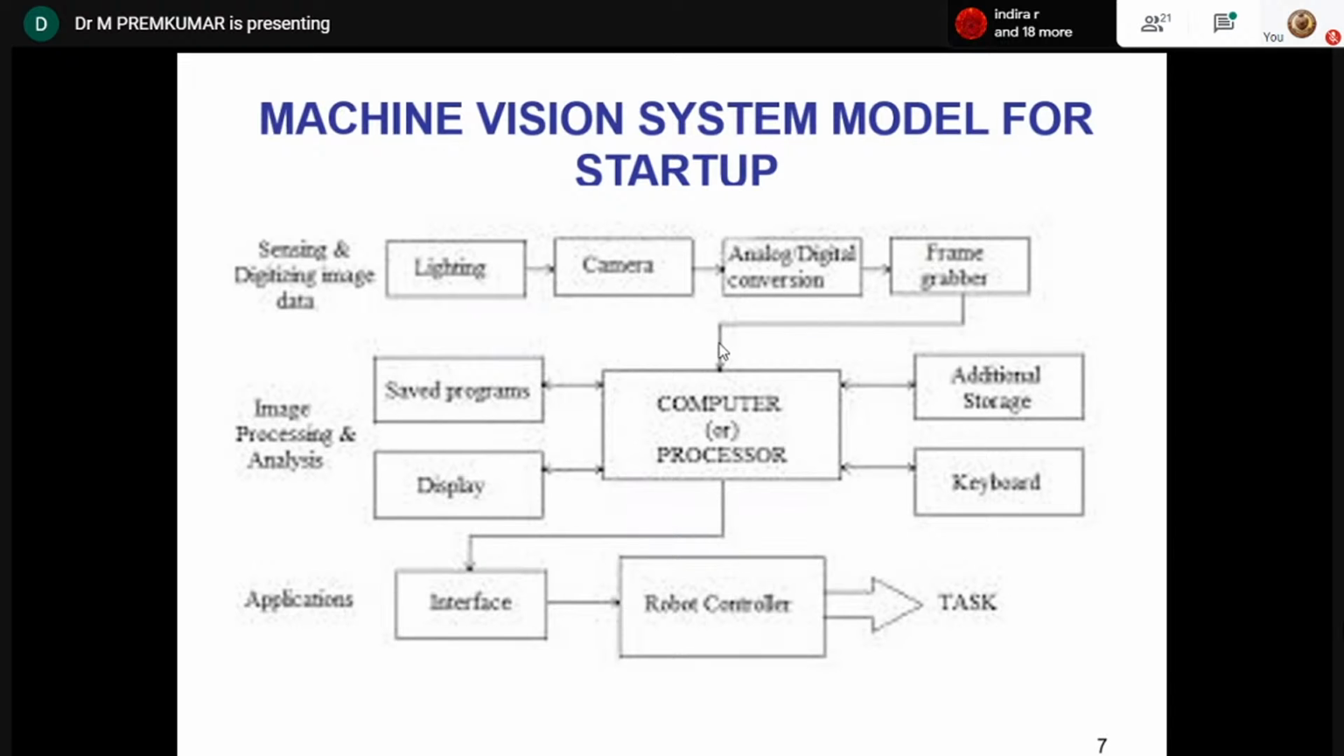From the frames, they can be sent to the processor for further processing, and then saved in the RAM of a particular system or your mobile or something like that. Then you have further processing operations to be done. So this is the normal conventional machine vision system for any startup. You will have the various interfaces and robots to do various operations for any particular task. Okay, so we'll go to the next slide.